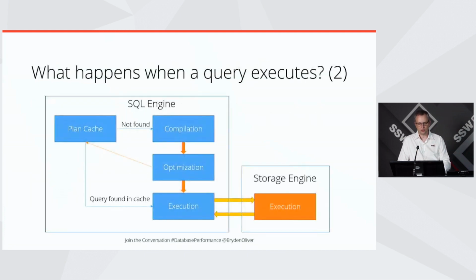So this is just adding a little bit to our previous diagram, we're just adding in the plan cache. So if we get a query in, we look up the plan cache. If it wasn't found, we go through the steps we had before. Otherwise, we just come straight down to the execution step, skip the compilation and the optimization, and we execute the same set of steps we did before.